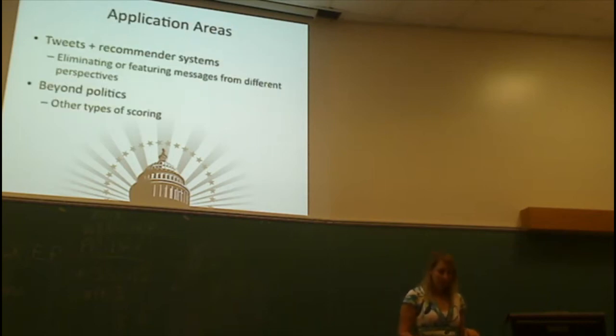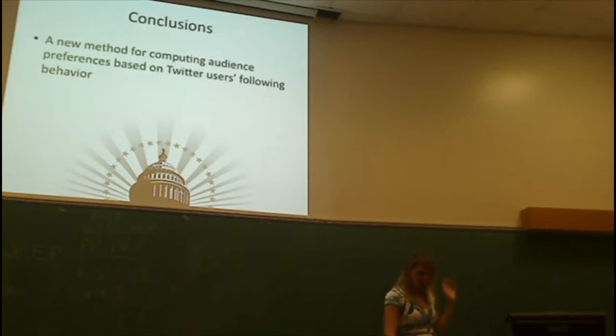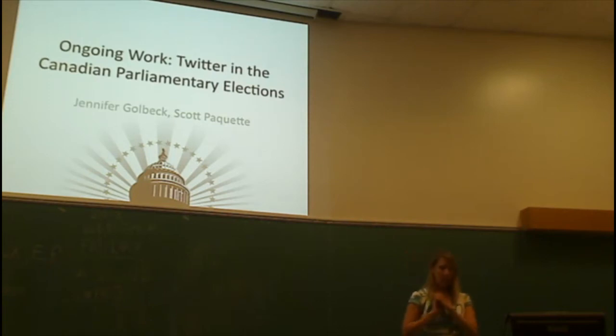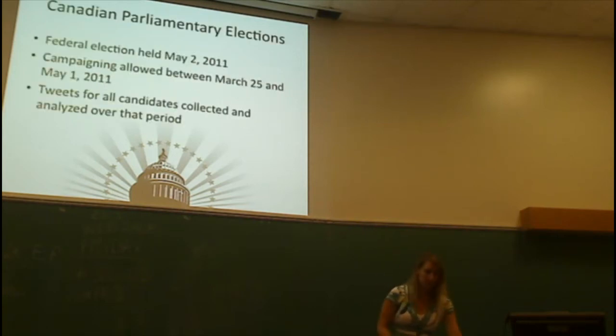Okay, so application areas, we talked about this. Let me talk very briefly about that study that hasn't gone too far, because the data set here is so good. Canada had a parliamentary election in May 2001, and Canada has this interesting law that says there's a start date for when you can begin campaigning for parliamentary elections. You can't start campaigning before then. So campaigning is allowed between March 25th and May 1st, and then you have to stop on May 1st, and the election is on May 2nd.